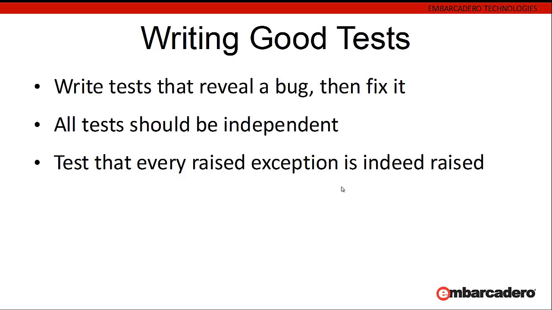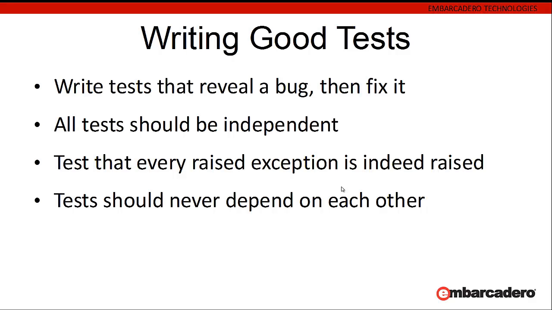If you're going to raise exceptions in your code, test that. Create a situation in your arrangement, in your arrange portion of AAA, whereby the exception will be raised by your code, and ensure that it is indeed raised under the circumstances for which it is supposed to be raised. As I mentioned earlier, tests should never depend on each other. They should always be independent, and they should never rely on anything other than themselves. Again, that just gets back to the test in isolation.